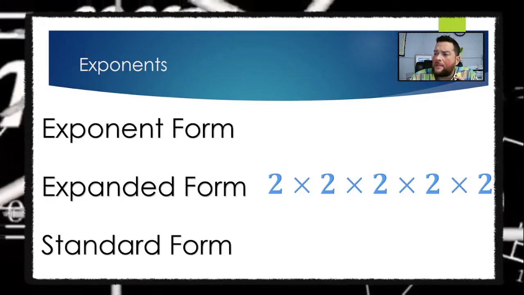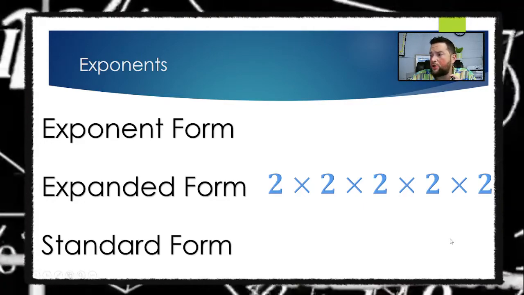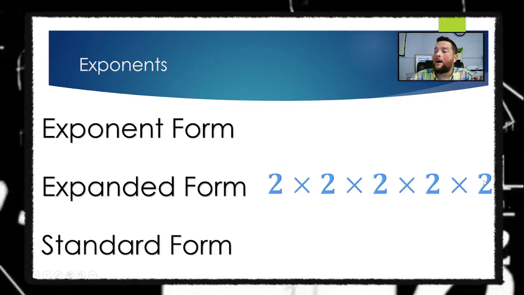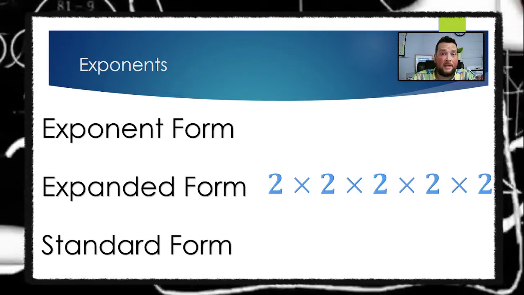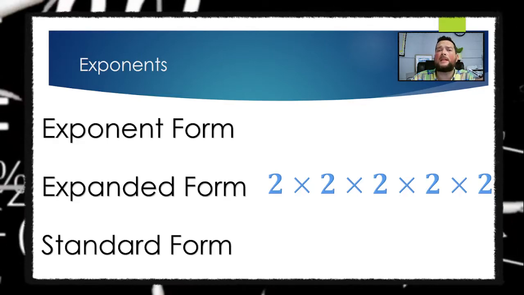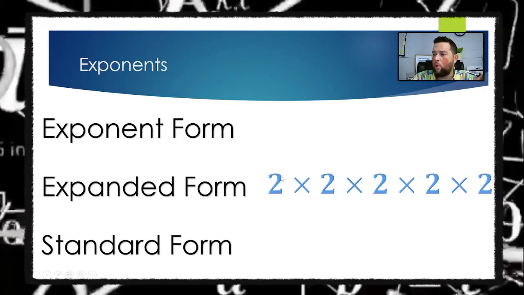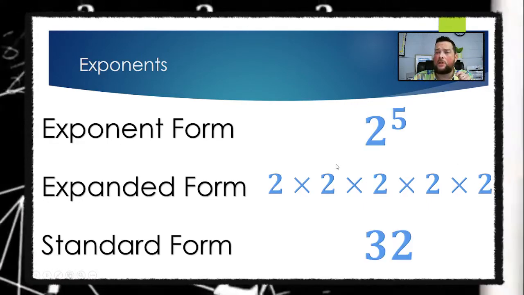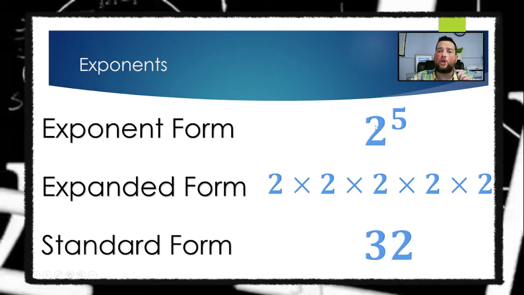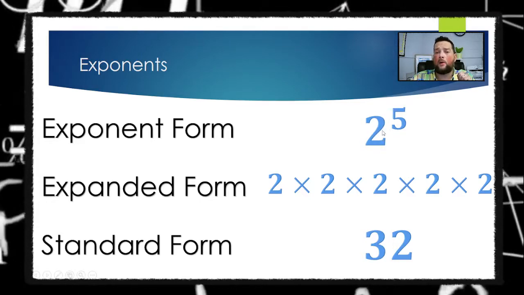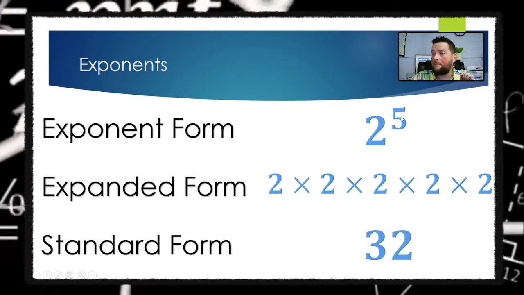All right, the expanded form is 2 times 2 times 2 times 2 times 2. I see a 2 as my base. That's the number that's being multiplied repetitively, and I'm going to count how many times it's being multiplied. There's 1, 2, 3, 4, 5 times. So my exponent is going to be 2 as my base to the power of 5. My exponent is going to be 5.